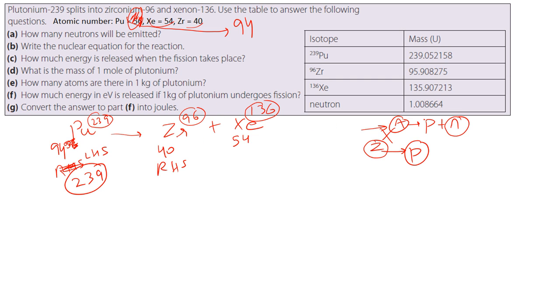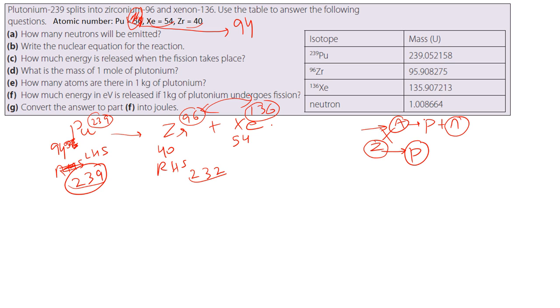The mass number of Zr is 96 and 136 for xenon. If you add these two, what will be the value? One second, sir. 232, right? Which means the left hand side is greater than the right hand side. So how do we account for this anomaly?